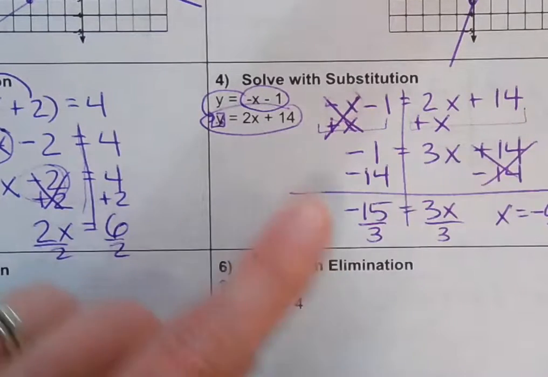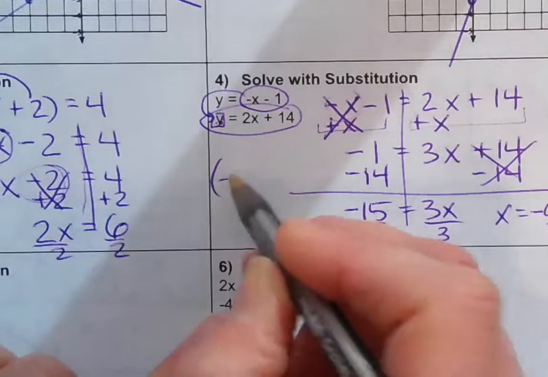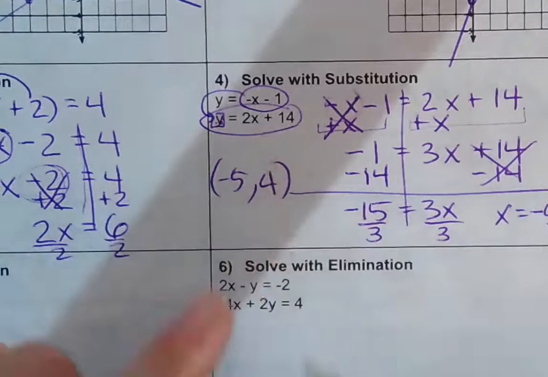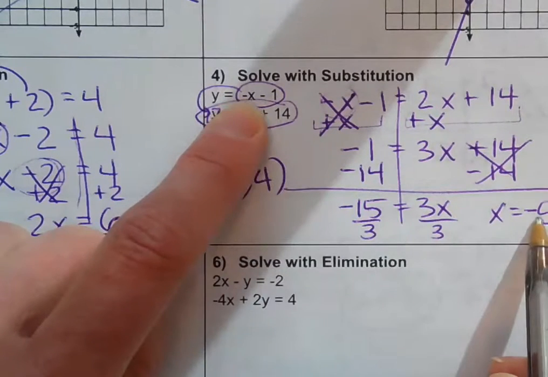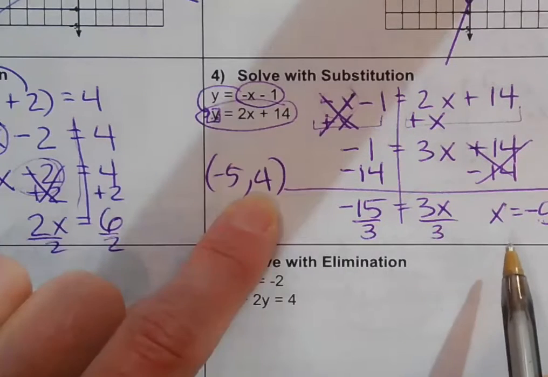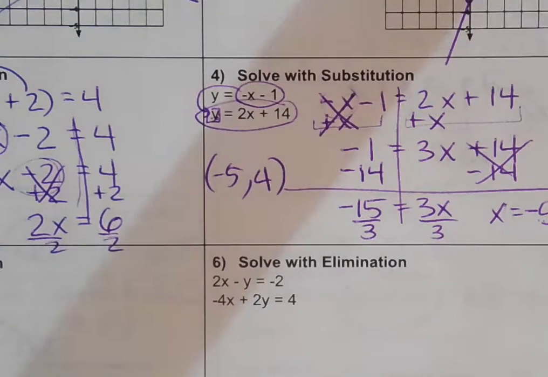Now, if you did the other equation, you're going to get the same thing. See, if I put negative 5 here, so it's a negative 5, which cancel out, so it's a 5, and 5 minus 1 is 4. See, we get the same answer, so we know we did it right.